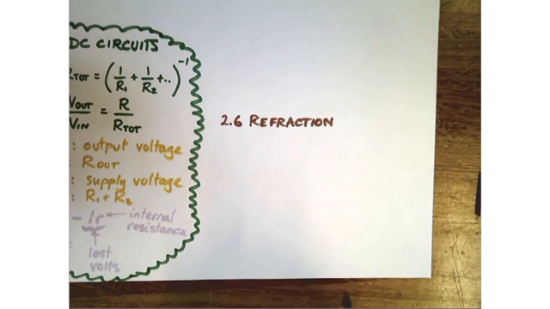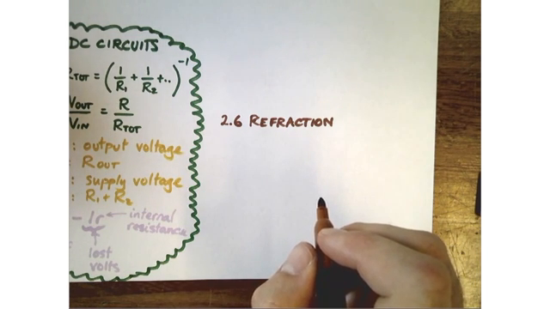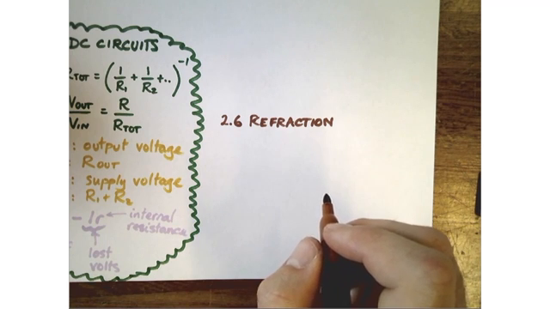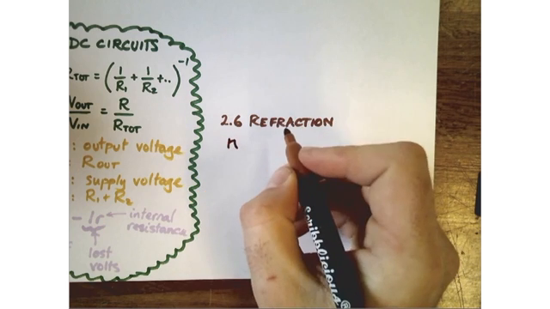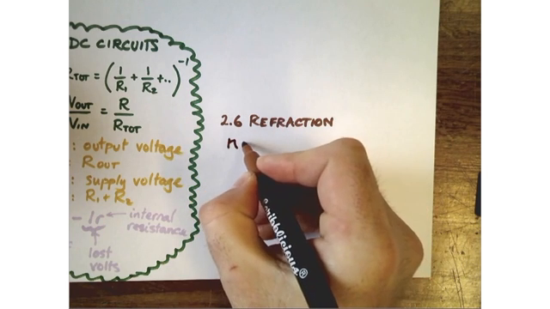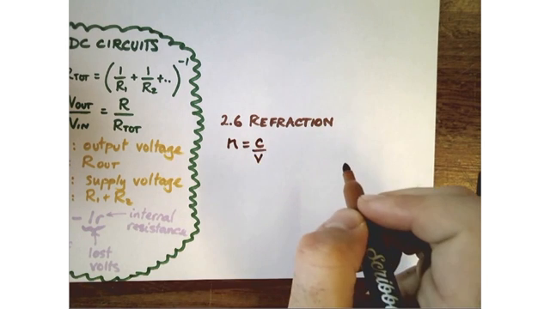There's one that defines the refractive index, which again is not given explicitly in the data book, but you can work it out using Snell's law. But I'll just define it anyway. So n is the refractive index, and that is equal to the speed of light in a vacuum over the speed of light in the medium.